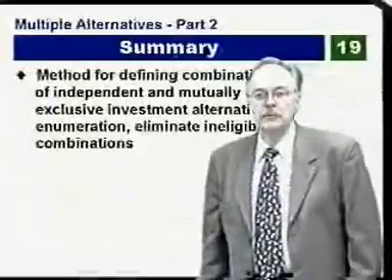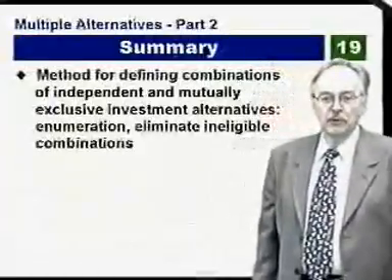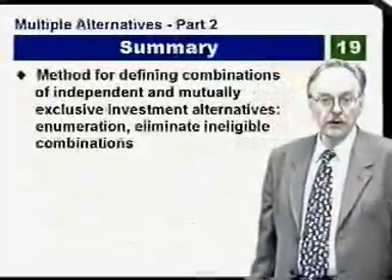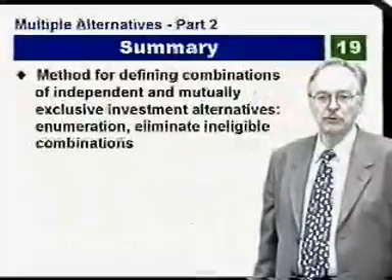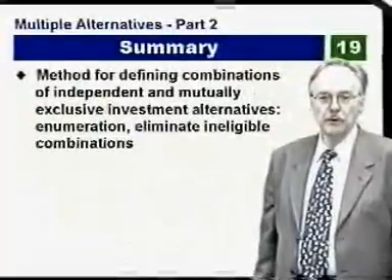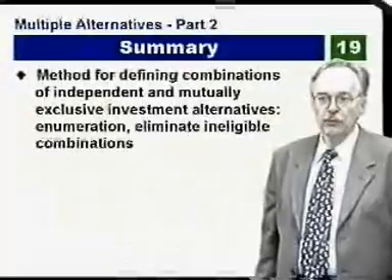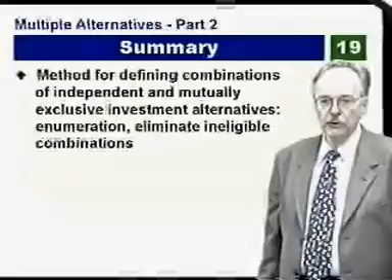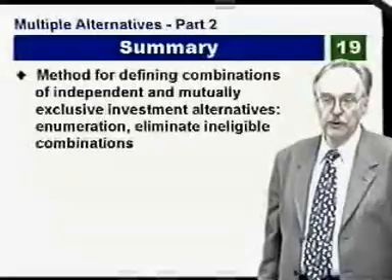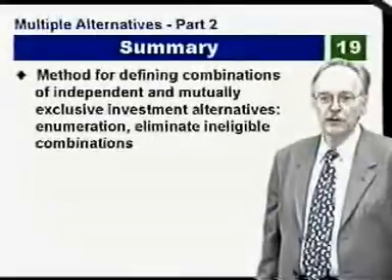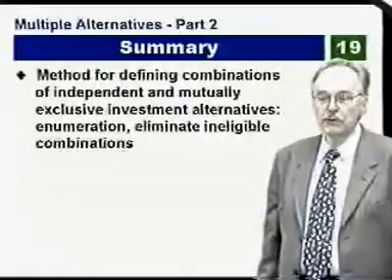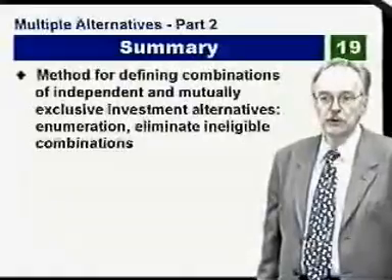So what have we done in this lecture? We presented a rather elaborate method, a brute force method, for defining combinations of independent and mutually exclusive alternatives. And it's an enumeration procedure. And then in that example, we eliminated alternatives for two reasons. We eliminated them for technical reasons, or you might say marketing reasons. And we also eliminated some for exceeding the budget limit.